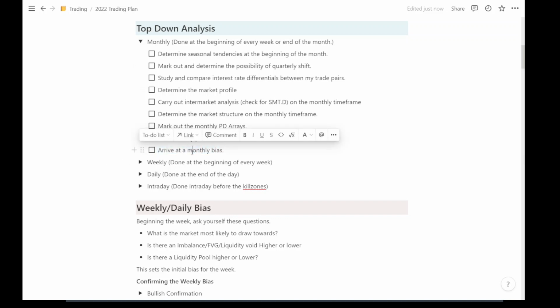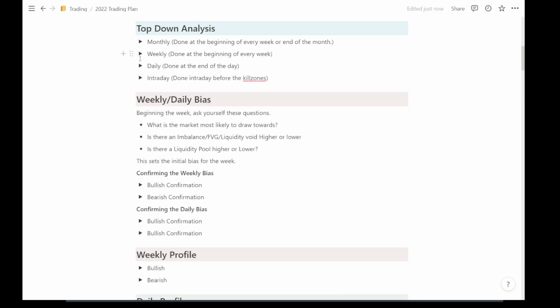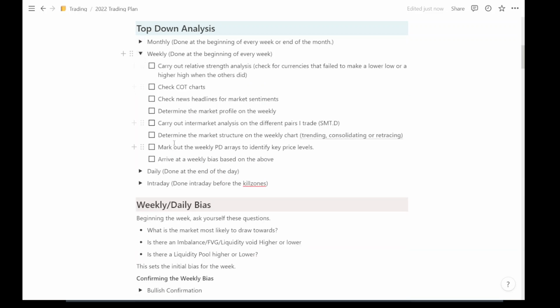Okay, then I move on to the weekly time frame to do a top-down analysis as well. I also check the relative strength between the pairs that I trade, EU and GU. I look at the COT chart, COT report, the commitment of traders report, to have an idea of what they are doing. Are they going long? Are they going short? Now, you may not be aware of what the COT report is, but maybe later in the future I'll make a detailed video on the COT report and how I use it.